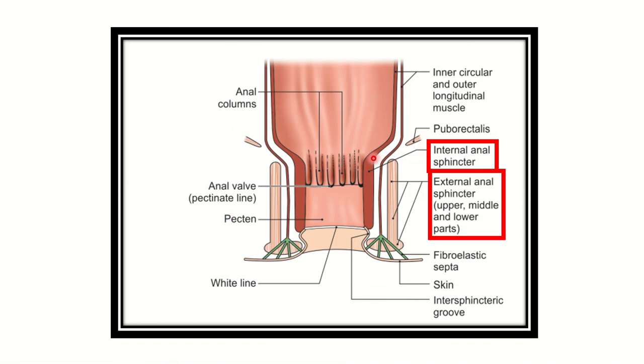In this picture also, we can see this is the internal anal sphincter and this is the external anal sphincter. And in summary, the internal anal sphincter is supplied by the sympathetic nerve, and the external anal sphincter is supplied by the pudendal nerve.